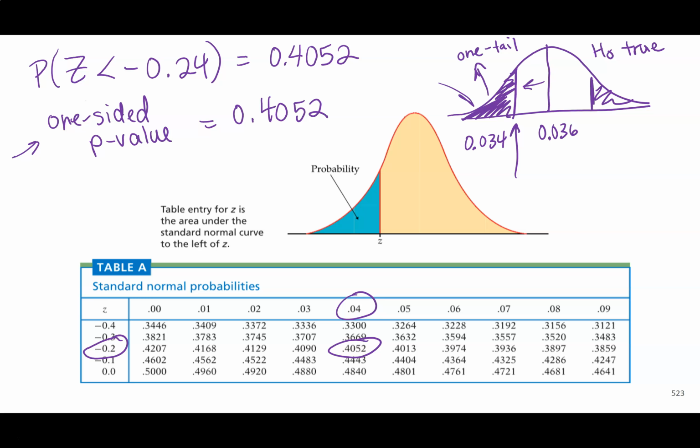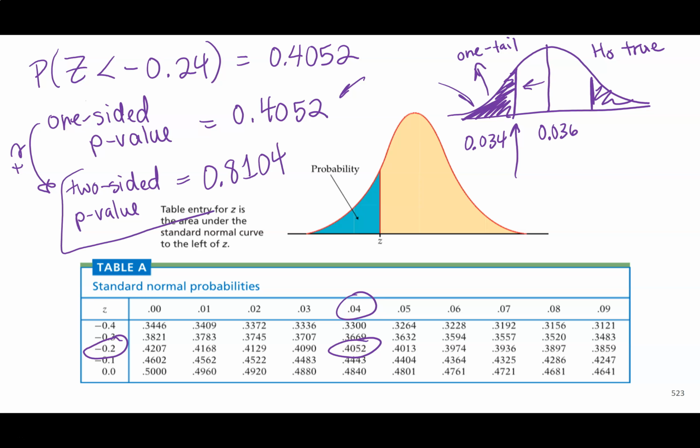Now, this was a two-sided test. That means I actually have to multiply this one-sided p-value by 2. And that's going to be really big. So multiply everything by 2. So now I have a two-sided p-value, and it's going to be equal to 0.8104, I think. Now I'm doing mental math, so definitely double check.